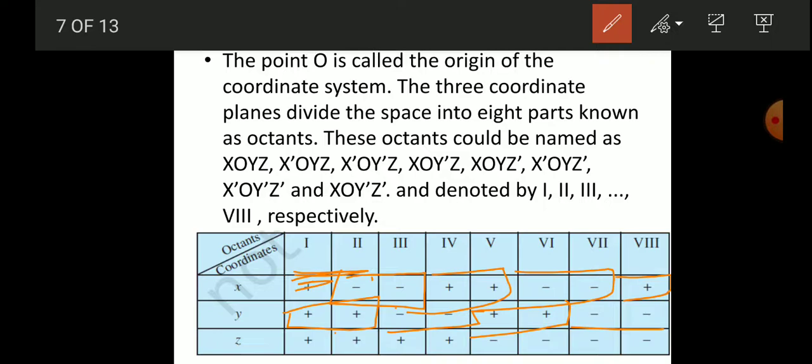double plus, double minus, then 4 times plus and 4 times minus. Okay, so you will write just 1 2 3 4 5 6 7 8. Now according to the coordinates you will identify in which octant it will lie.